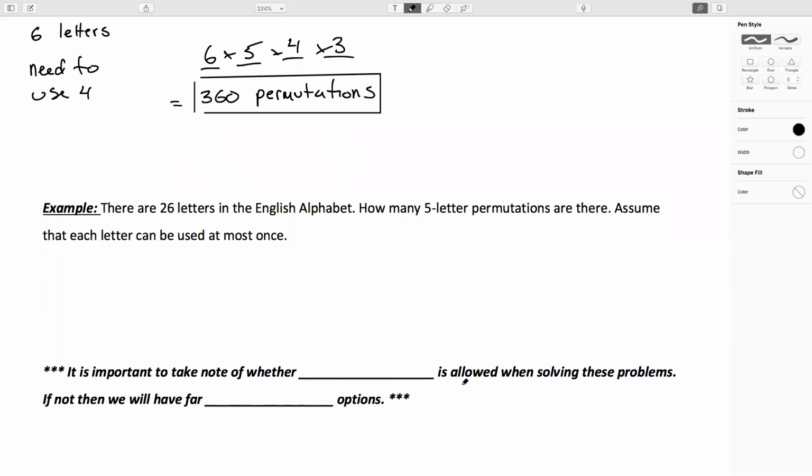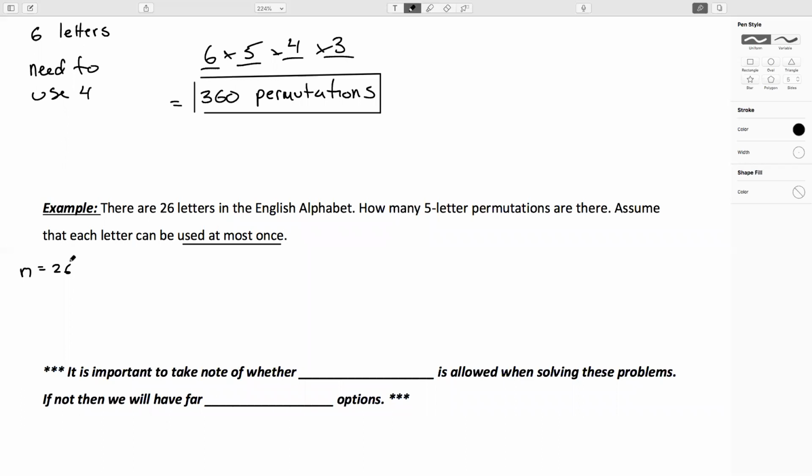Okay. There's 26 letters in the English alphabet. How many 5-letter permutations are there? Assume each letter can be used at most once. This is another important thing. We'll talk about what to do if you can't or if you can repeat the letters. But for now, once we've used one, it's off the table. So we've got 26 letters, and I'm going to start writing n equals 26, just to remind us how many we've got to choose from total.